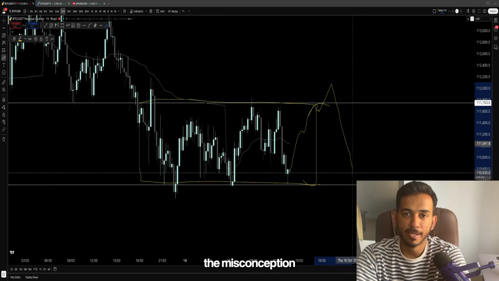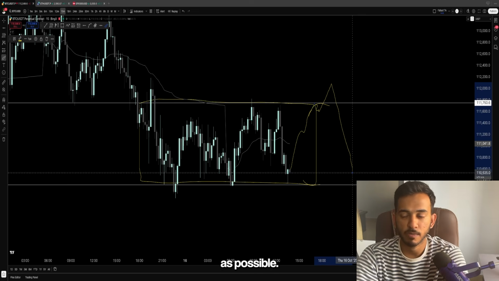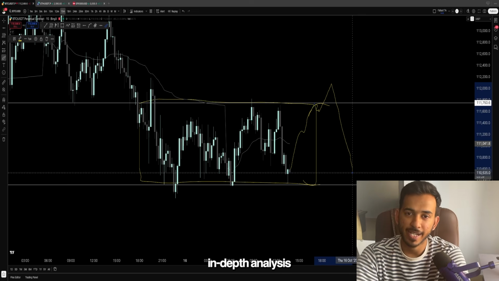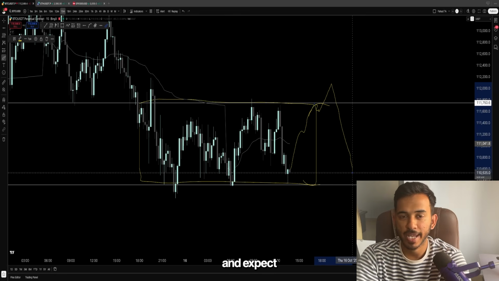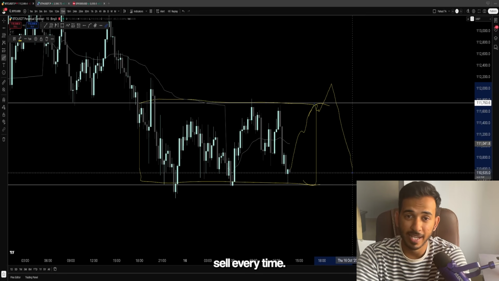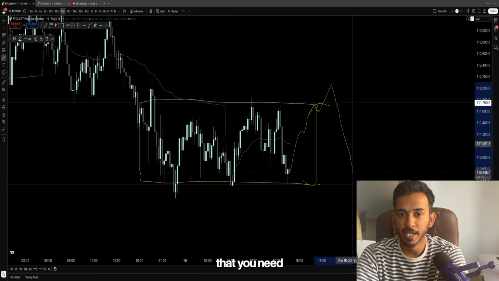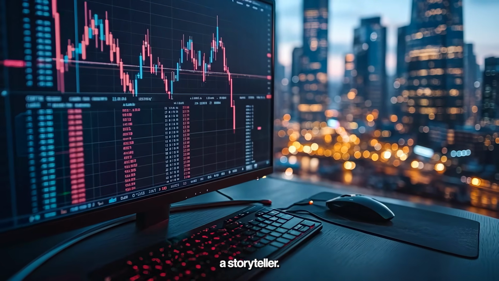So it's the misconception that every trader has, that I need to keep my chart as minimal as possible. Yes, you do. But after doing an in-depth analysis, then keep your chart clean. Do not just mark a support and expect that price will reverse from it every time, or a resistance zone and that you can sell every time it hits that. That's something that you need to get rid of right now. So in reality, the market is actually a storyteller.